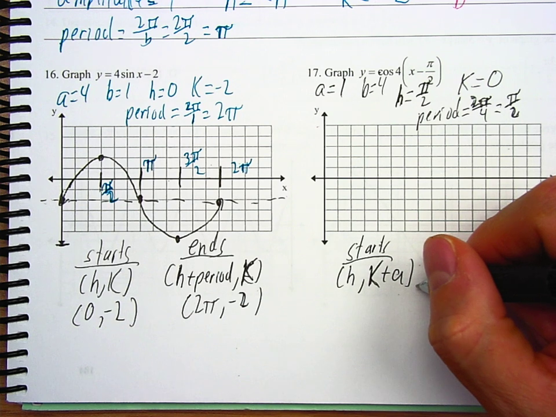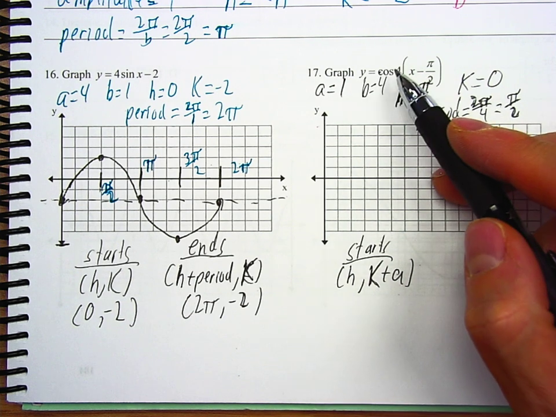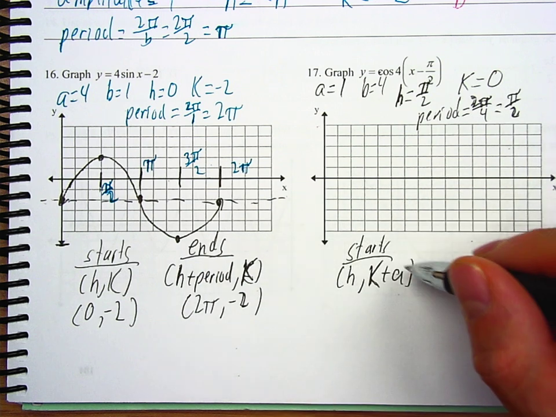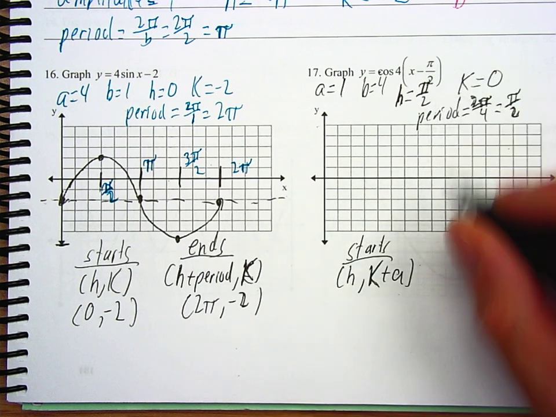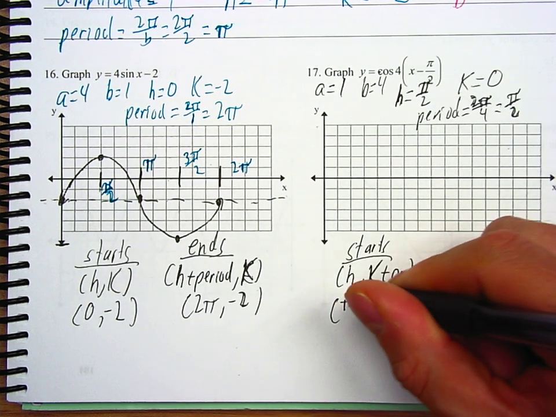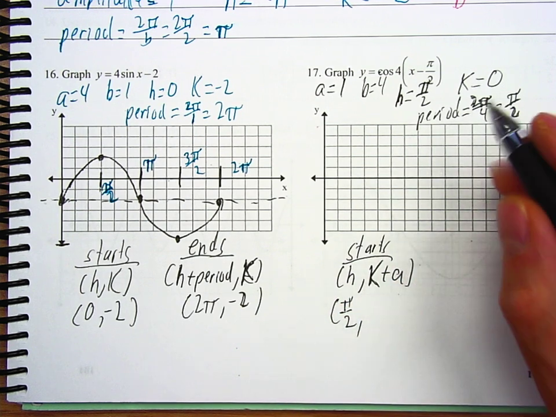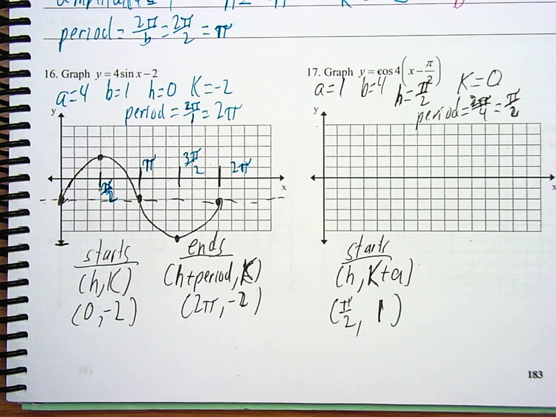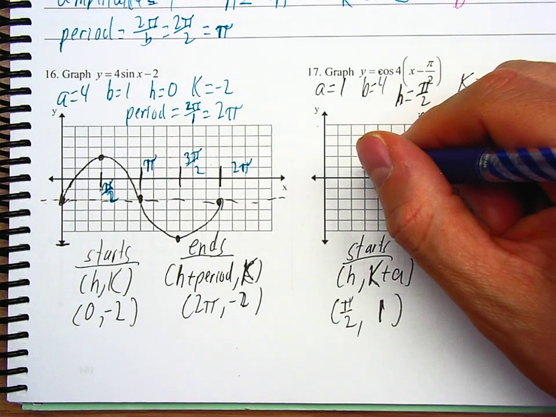Because cosine starts at the top or bottom of its wave, depending on if the amplitude is negative or positive. In this case, the amplitude is positive, so it starts at the top of its wave. So h is pi over 2. K plus a is 1. So I'm going to make a tick mark, and I'm going to label it as pi over 2, comma 1.